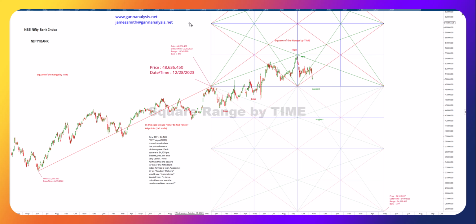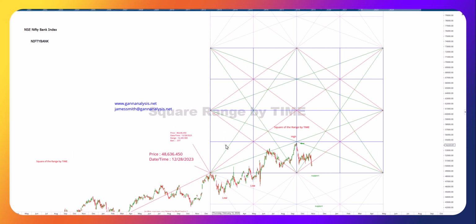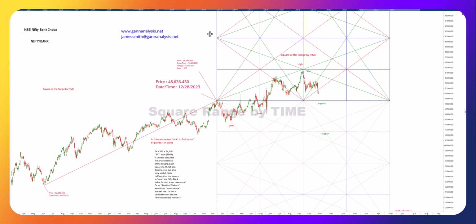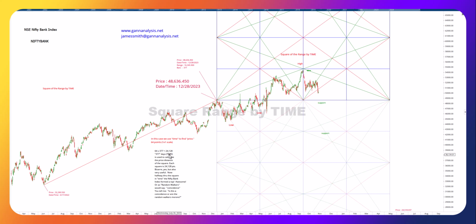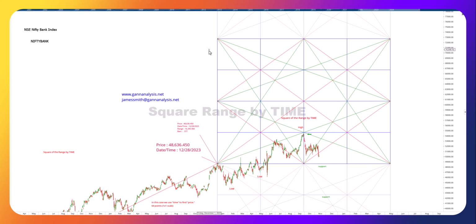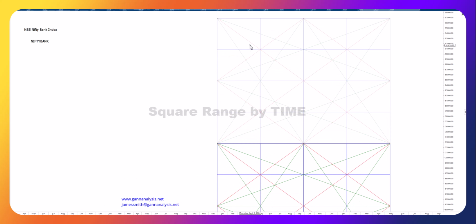And if you were to look at the square above that, from here to here would be the same price distance of the original square. We're just putting one box on top of the other. So in other words, it would be 24,128. From this position right here, you just add 24,128 to get the top of the second square. And you could keep going. If the market keeps going, you do a third square.